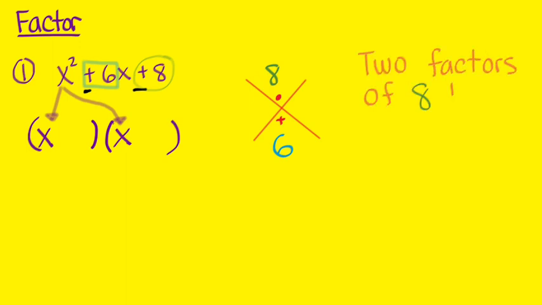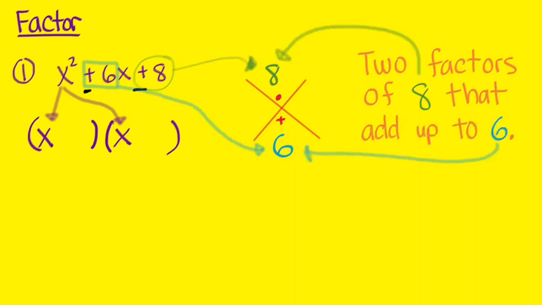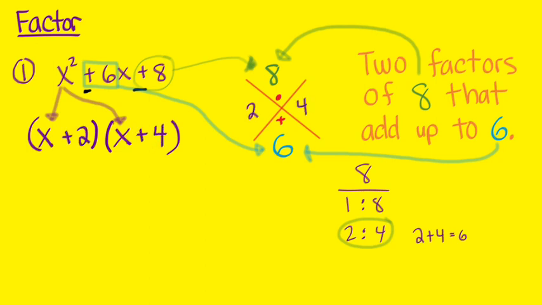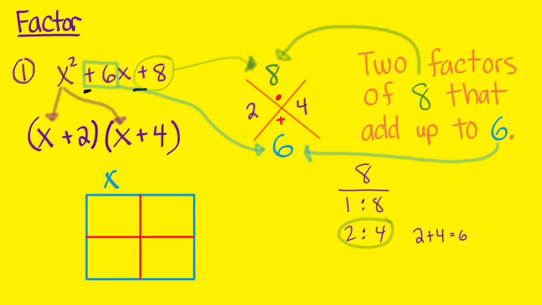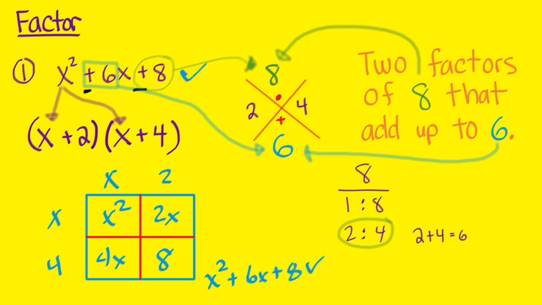And so when I look at factors of 8, I would see 1 and 8 and 2 and 4. And obviously 2 plus 4 is 6. So that is going to be my factors. I'll have x plus 2 and x plus 4. And I can check that because I can multiply this out. And I see, yep, I get back to that trinomial.